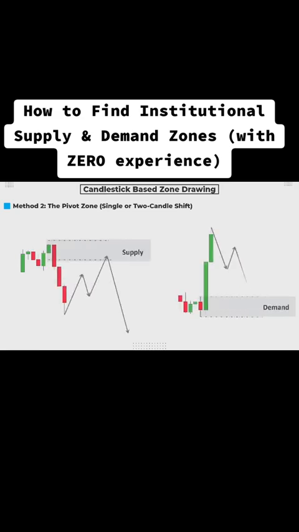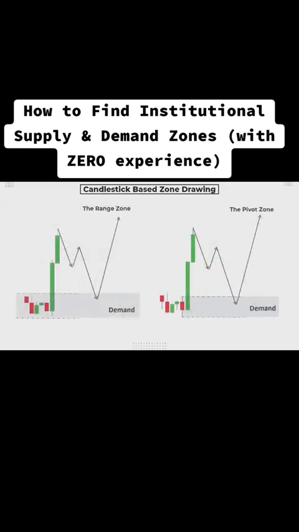Method number 2. The pivot zone. This is more refined and offers greater precision. Here, you look for a pivot candle, the last bearish candle before a bullish rally for a demand zone, or the last bullish candle before a bearish drop for a supply zone. You draw your zone from that candle, or include one more if it fits better based on your style. It gives you a tighter stop loss, often with a higher reward to risk. You may miss more entries if price doesn't come all the way back.